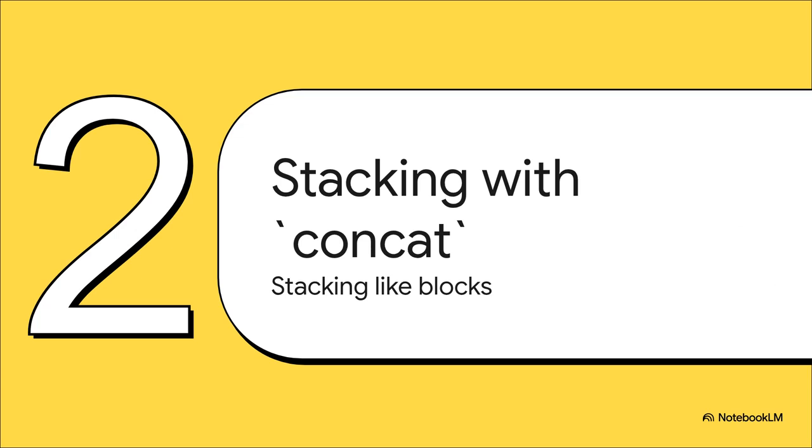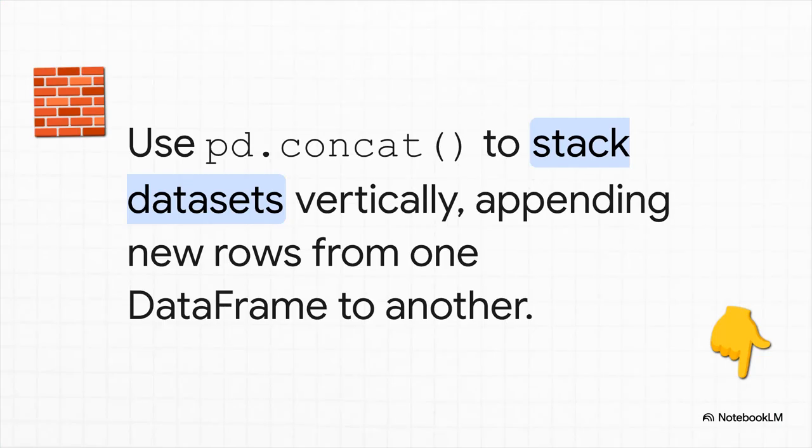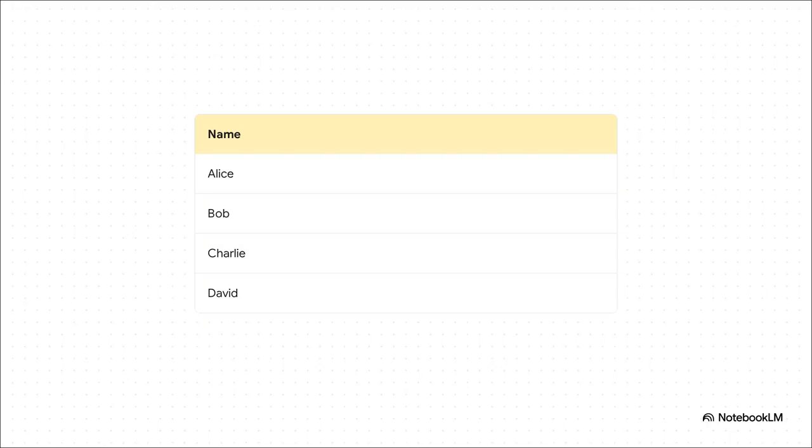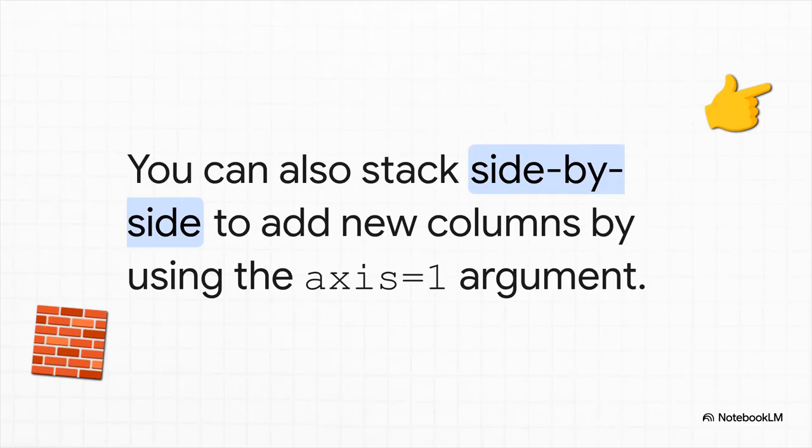All right, let's switch gears and talk about our second tool, concat. Think of it like stacking blocks. If merge is about finding the perfect puzzle piece, concat is just about stacking things on top of each other or next to each other. So let's start with the most common way you'll use this, vertical stacking, which basically just means adding more rows. I mean, look how simple this is. You've got two different data frames, each with a list of names. You just feed them to pd.concat, and it literally just sticks the second one onto the bottom of the first. You get one single, longer data frame. It's that easy.